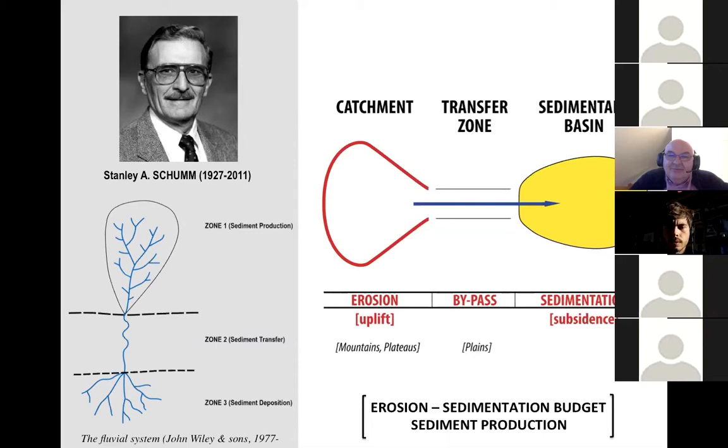To get erosion, most of the time you have to have uplift. And to get deposition, you have to have subsidence. It means the lithosphere collapsing somewhere to be able to get a sedimentary trap. And what we are interested in is really to have a global understanding of the erosion and sedimentation budget and the sediment production. And the key question, based on a cause of perturbation of the system, is how long, what's the way the system responds to that perturbation.